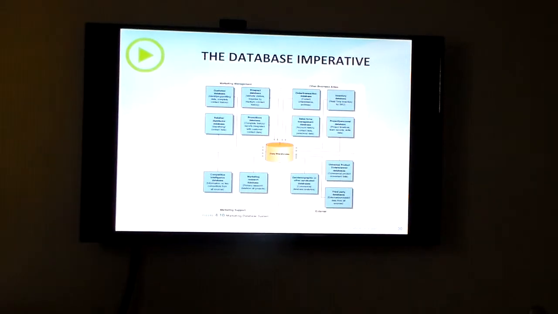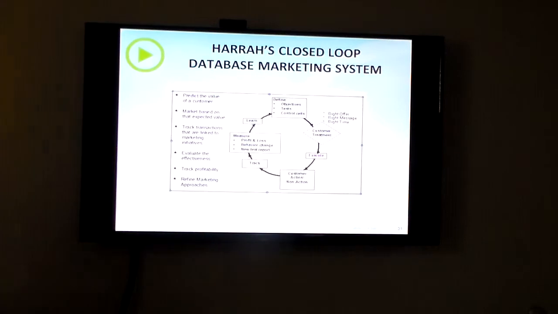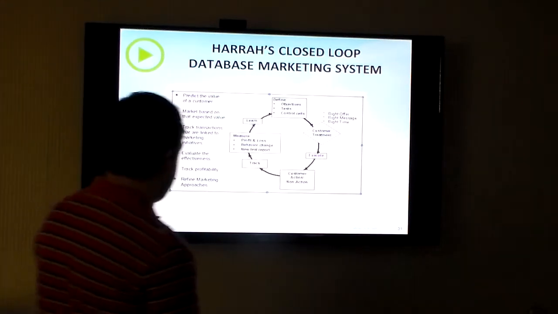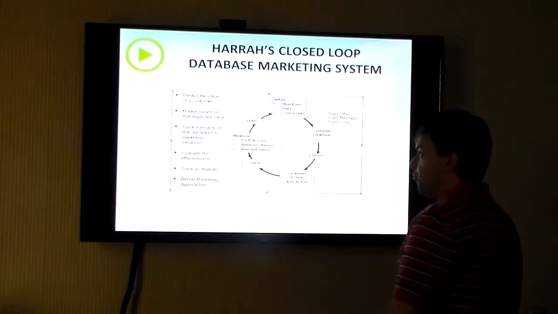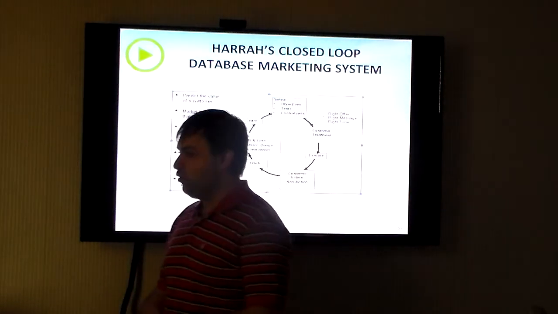So databases are important. This is a good graph. All of this is true, but I think it's more important to talk about some of the ideas related to databases. So our book talks about HARRAH'S. And let me go into this a little bit with casinos because I love casinos.